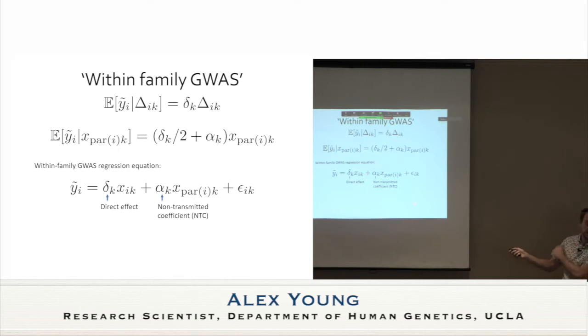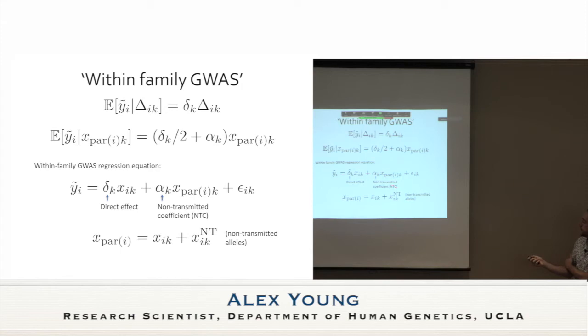And we're going to call this alpha term the non-transmitted coefficient. You might think we could have a nicer name, and I tried that, but calling it something parental implies that it's picking up some sort of causal effect of parents on offspring, and that's not necessarily the case. This alpha coefficient can be picking up pure confounding.